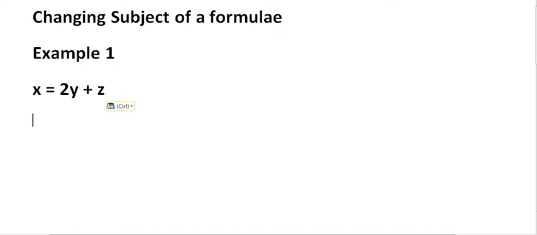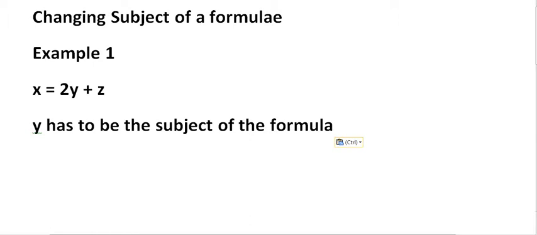The formula is x is equal to 2y plus z. If y is the subject of the formula, which are the values given to you? Yes, you're right, we have x and z, and y is the unknown value. Now, as you can see, there are two things that we need to remove to get only y. One is z to make y the subject, and the second thing is the coefficient of y, which is 2.